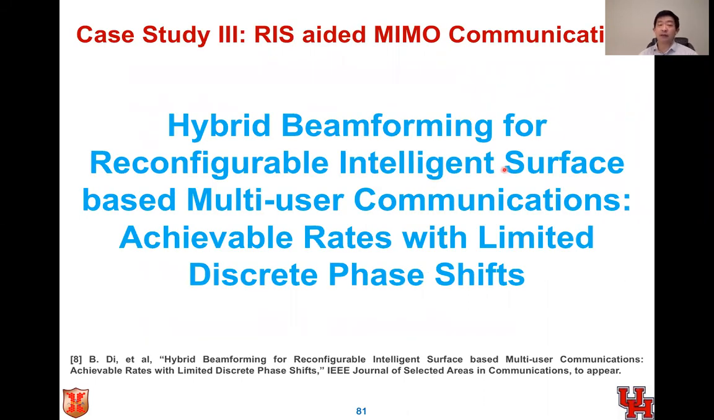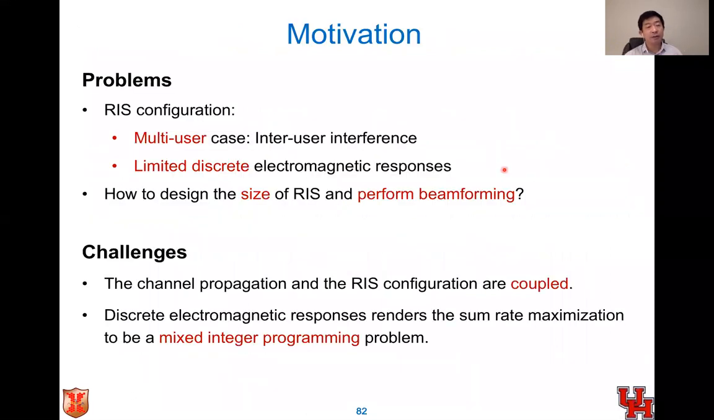Okay, and the third topic we want to show is the RIS-aided MIMO system. So we have hybrid beamforming for RIS-based multi-user communication. We want to see the achievable rate. The problem is that we have RIS, we have multiple users, and we have inter-user interference, and we have limited discrete phases. So how to design the RIS to perform beamforming? The challenge is that the channel propagation and RIS configuration are coupled, and the discrete electromagnetic response renders the sum rate a mixed integer programming problem.